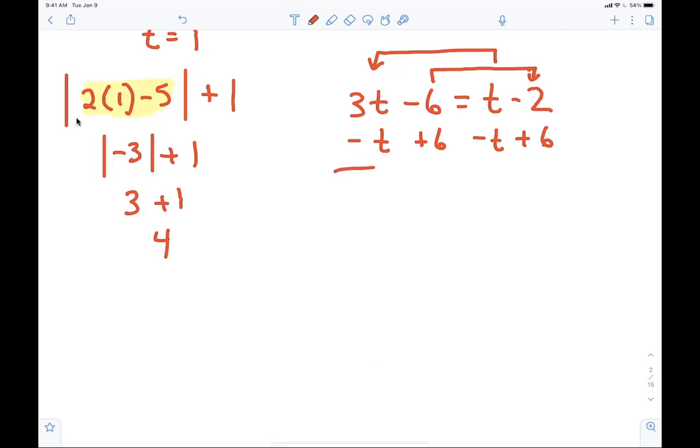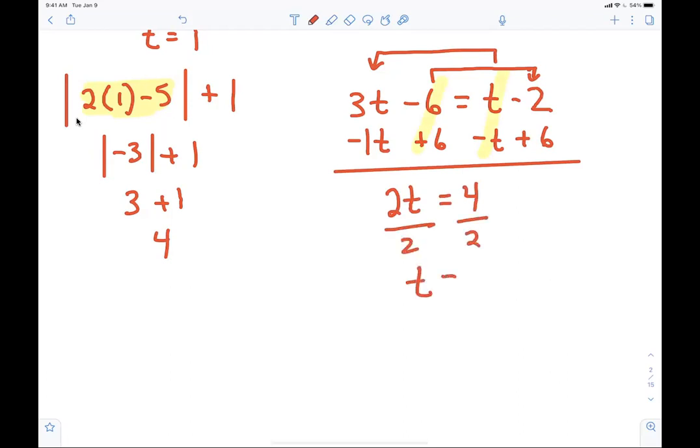Now we draw your line underneath it. 3t minus 1t is what? 2t. What happens to the minus 6 and the plus 6? Positive t and negative t. Negative 2 plus 6, 4. And now what? Divide by 2. T equals 2. Everybody okay with that?